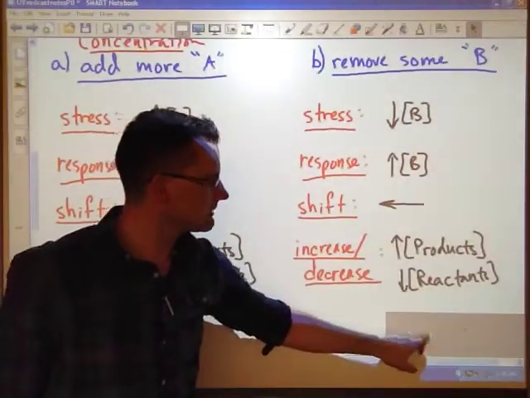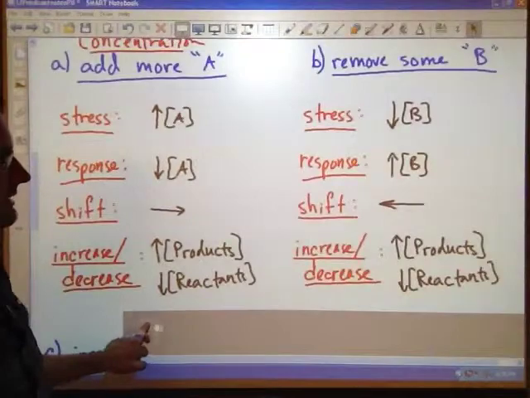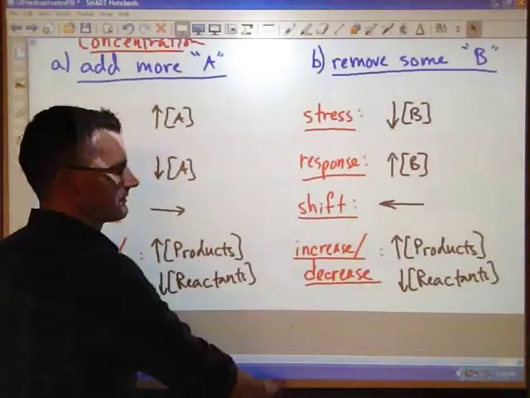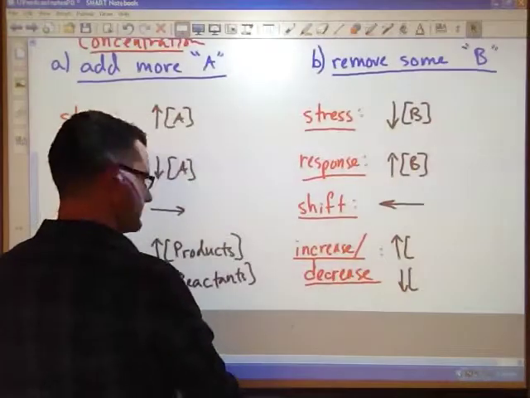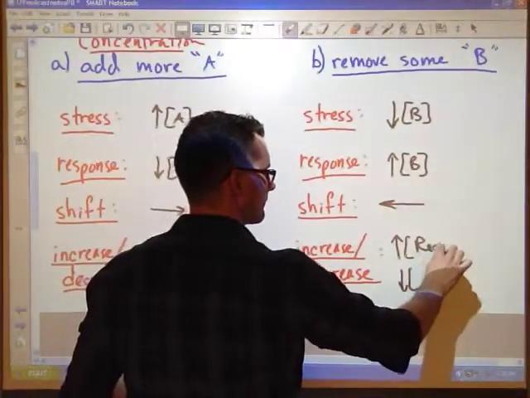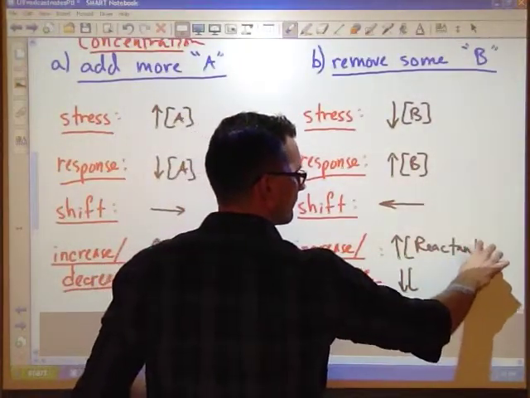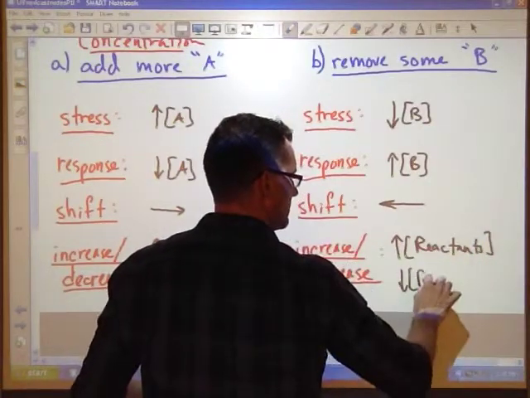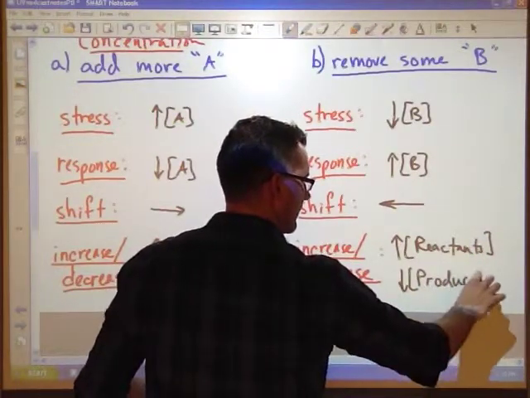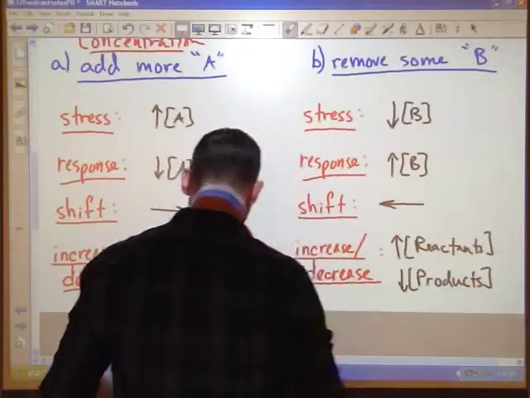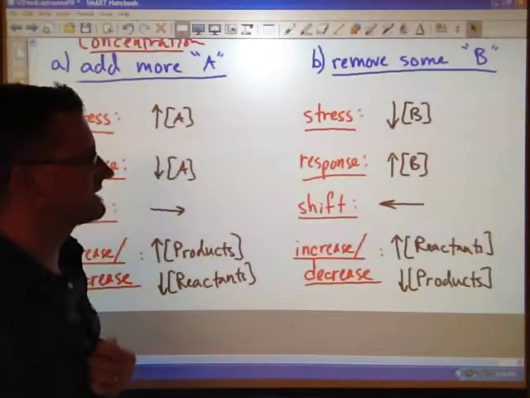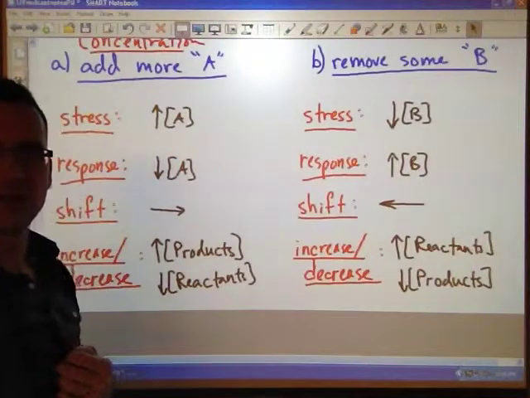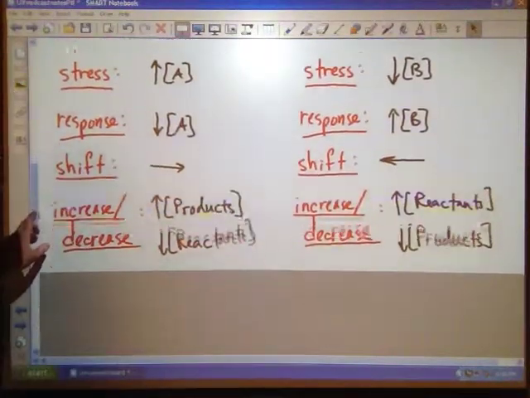And of course, as a result, I think I have that backwards. I do. So I have an increased amount of reactants, and using up products to do so, because everything is shifting to the left, replacing that lost B. Okay, so that's changes in concentration.